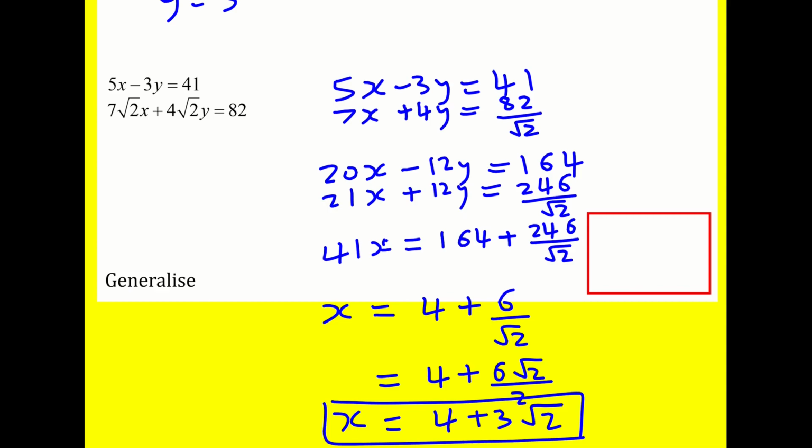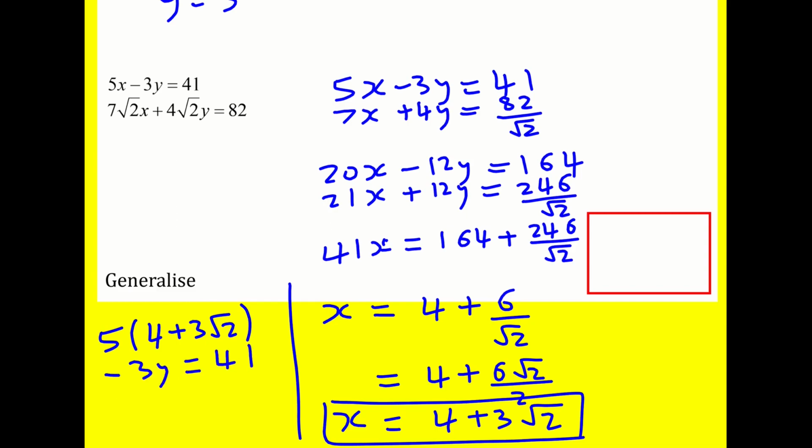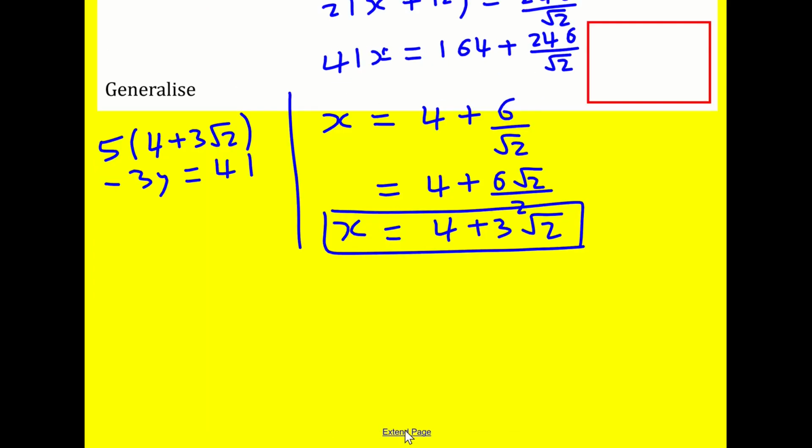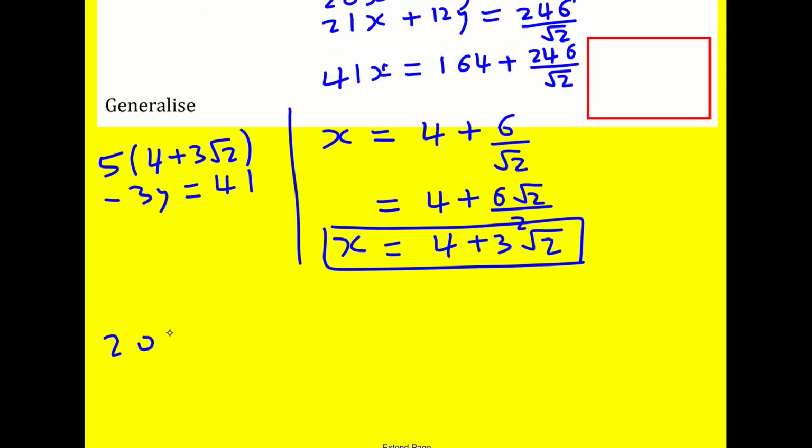And then I can substitute that back into either one. Probably best to substitute it back into the one that's not got surds in it. So it's going to be 5. Let's write this out. It's going to be 5 lots of 4 plus 3 root 2, I've just substituting for x, minus 3y equals 41. That's going to give me 20 plus 15 root 2 minus 3y equals 41.